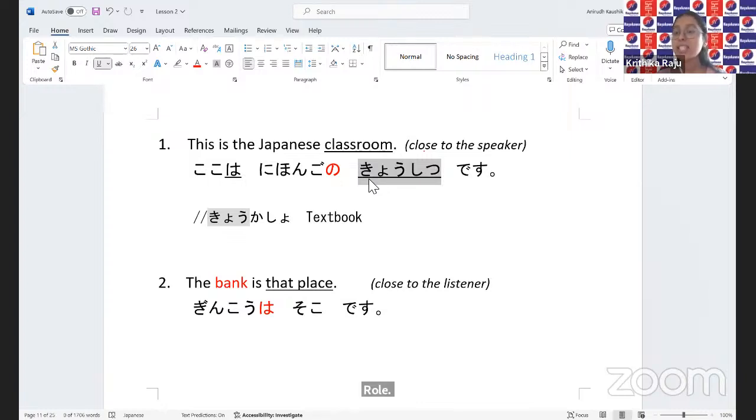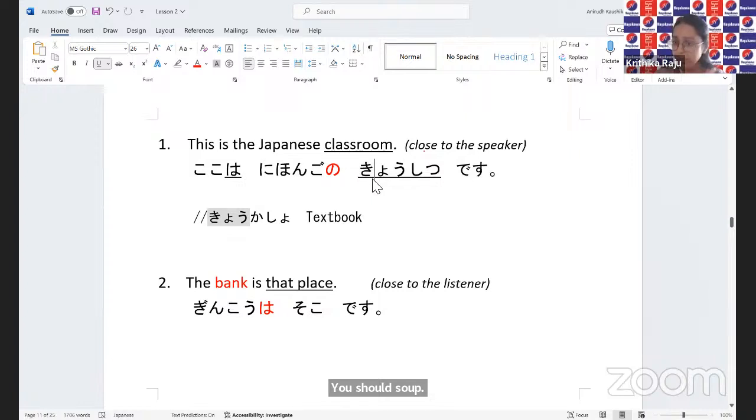Shitsu. Kyoshitsu. Okay, kyoshitsu. Repeat after me. Kyoshitsu. So you have kyo, elongation, shitsu, kyoshitsu.